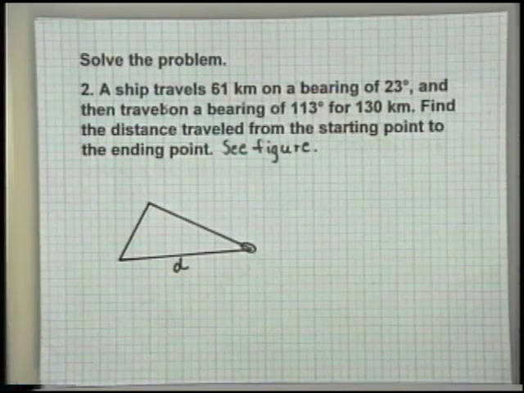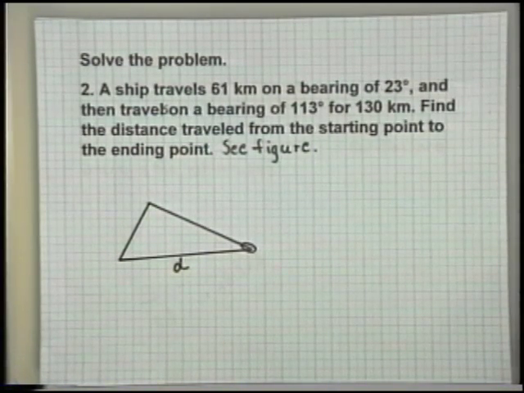It says a ship travels 61 kilometers on a bearing of 23 degrees and then travels on a bearing of 113 degrees for 130 kilometers. Find the distance traveled from the starting point to the ending point. See figure. Well, sometimes on a problem like this, a figure is drawn for us, and sometimes we have to sketch it ourselves.